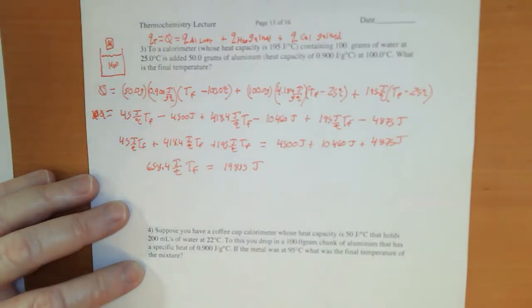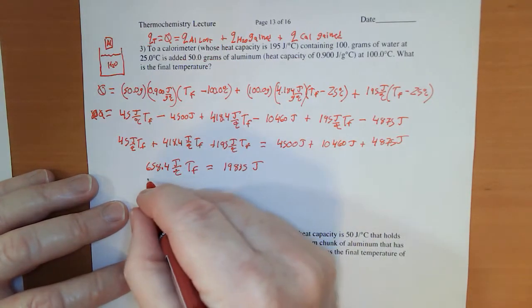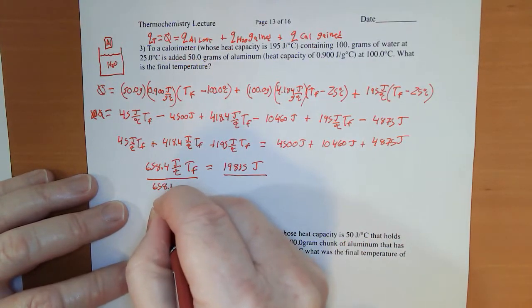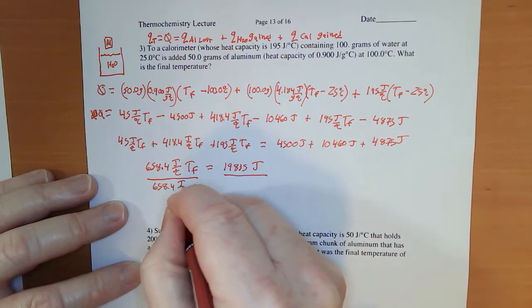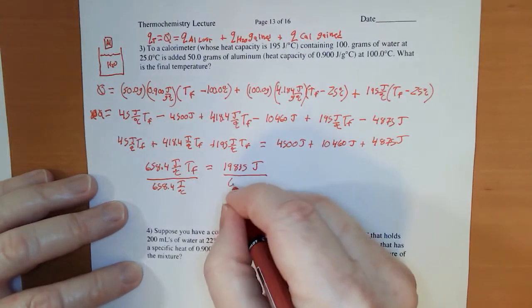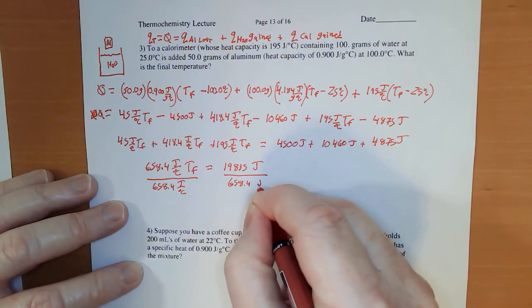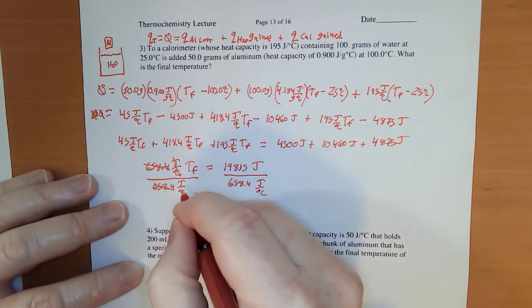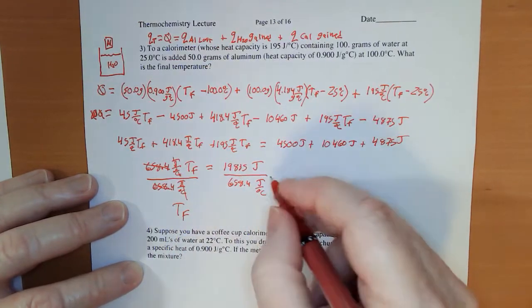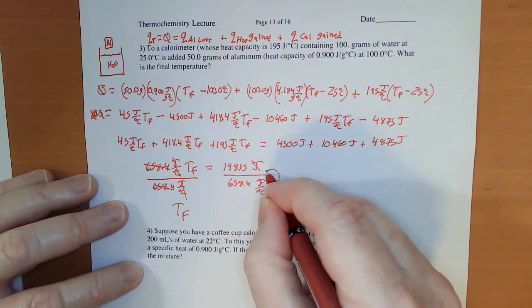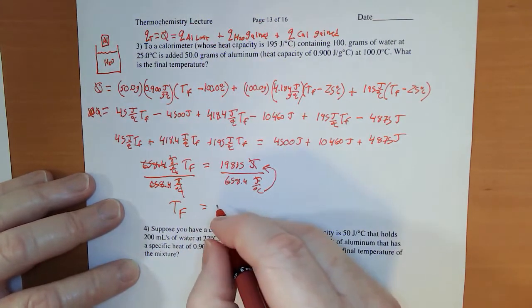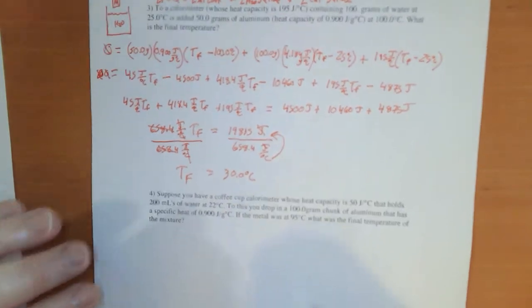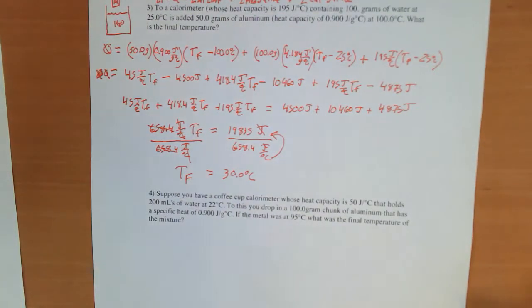So what I'm ending up with, adding those together, is 658.4 joules per degree times T final equals 19,835 joules. So then I can divide both sides by 658.4 joules per degree Celsius. Those units cancel, I'm left with T final. Joules cancels, degrees Celsius makes its way upstairs, and this is right in the neighborhood of 30 degrees Celsius. Okay?